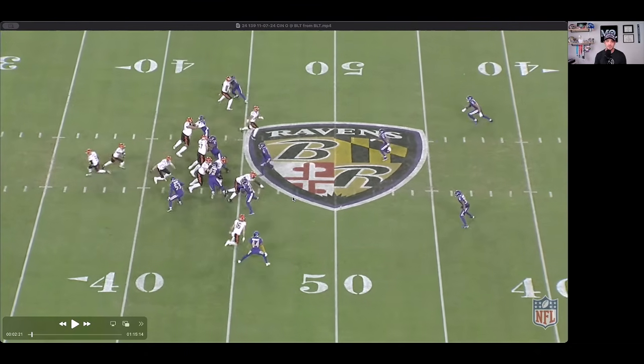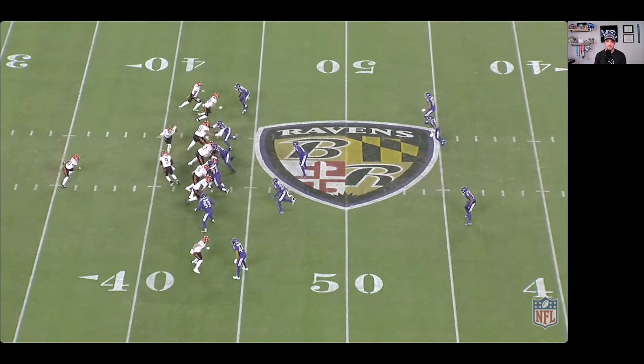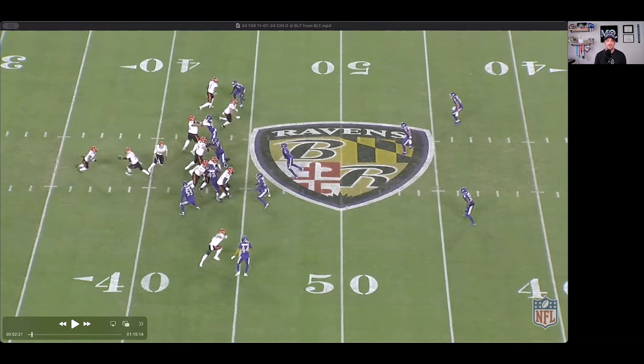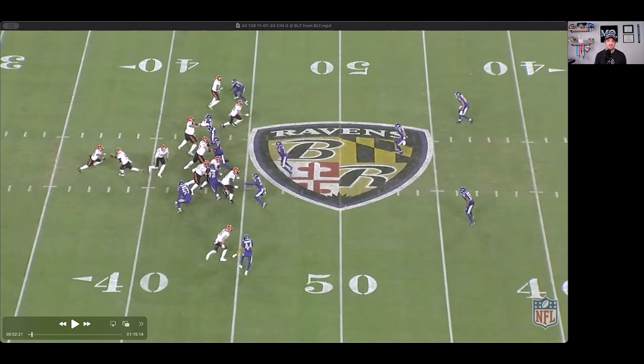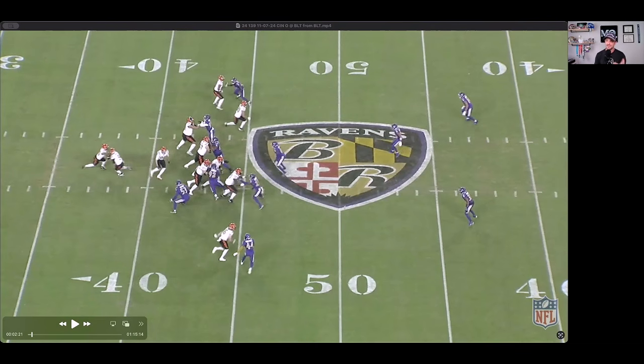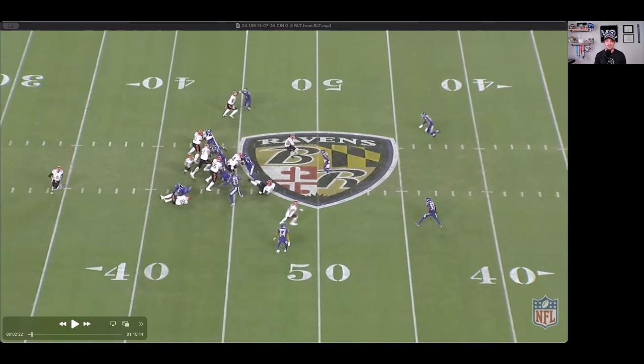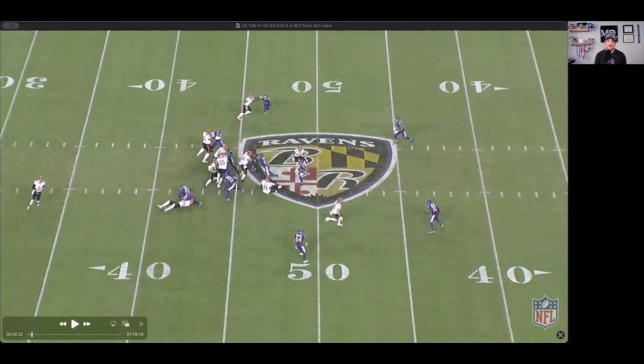So at the snap of the ball, you can see that we are going to get a run. You can see that we have our nose in the A gap. Our 3 technique is going to build a wall here, and he's going to get his head inside. And then our defensive end is also going to build a wall with his head outside. You can see that 53 is going to work, and he's going to box this pole, and 23 is going to fit right inside. 0's got to fit that A gap.